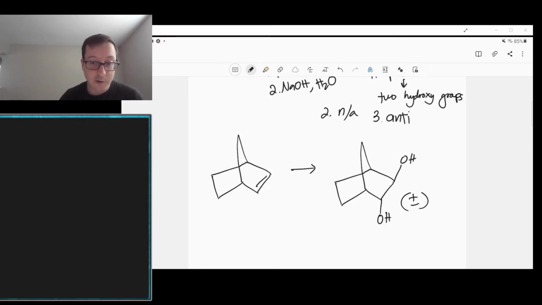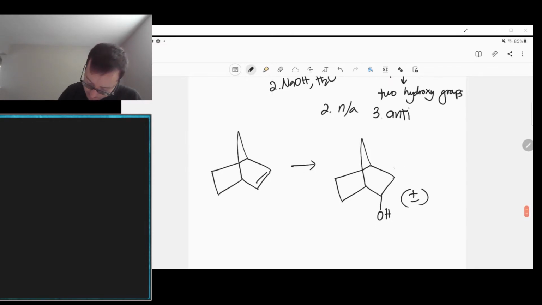There's no reason to choose one over the other because, again, stereochemically, we just need them to be anti to each other. And while this molecule is completely symmetrical anyway, we're going to see that there are ways to make enantiomerically selective epoxides called the Sharpless epoxidation. That's something we'll cover next semester. So for right now, we get a racemic mixture.